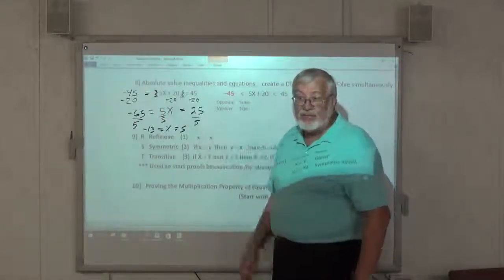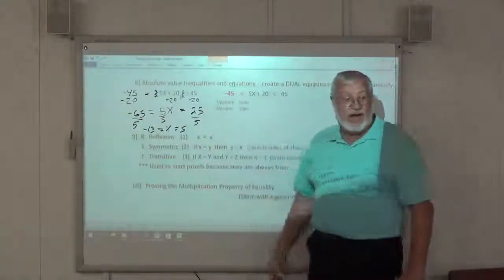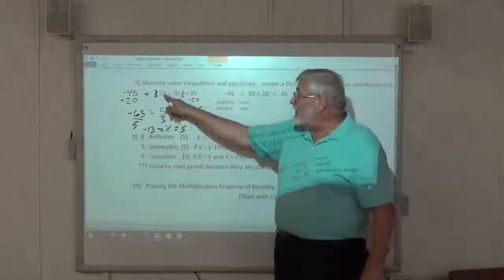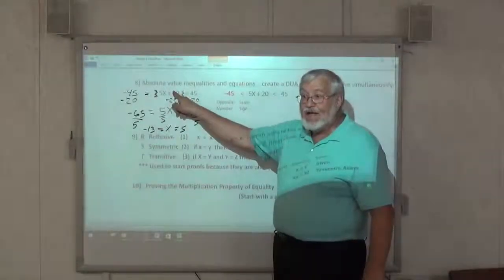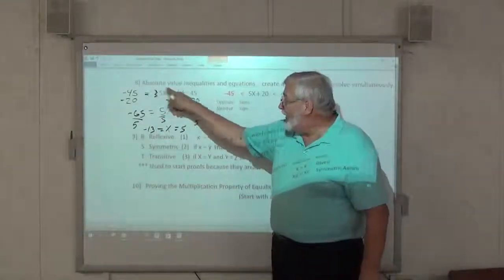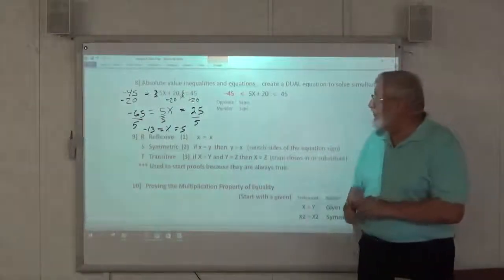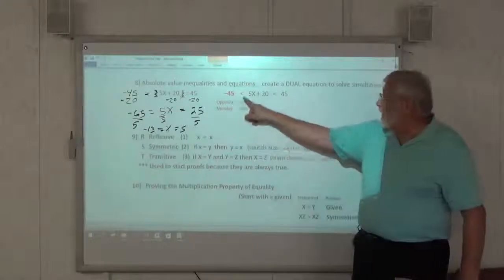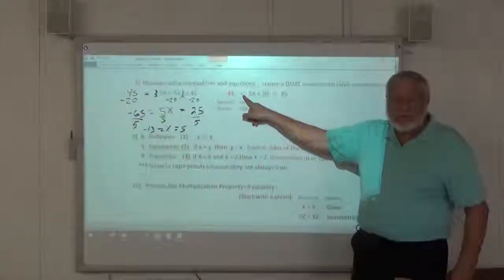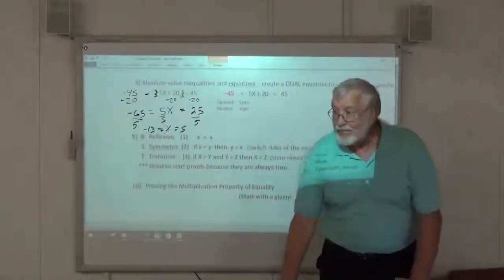25 plus 20 is 45. Negative 65 plus 20 is negative 45, and the absolute value of that is also 45. Okay? So this is dual equalities. Now, when we get to inequalities, we're going to do the exact same thing.